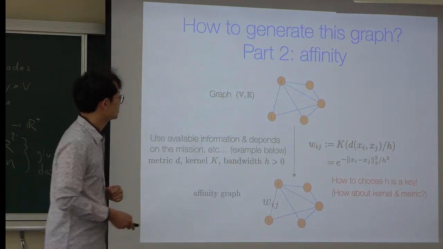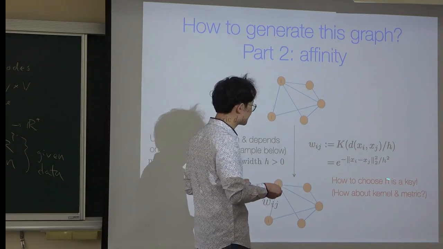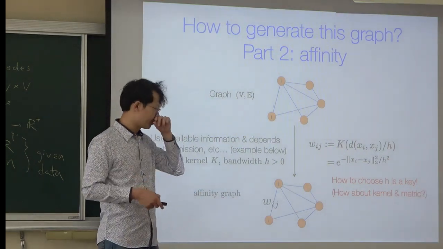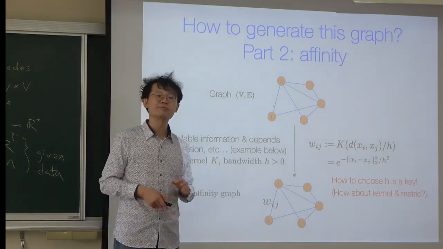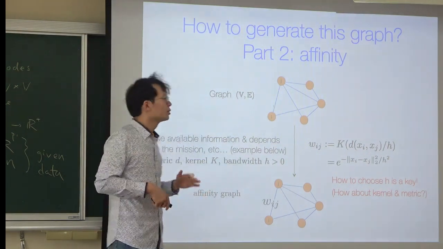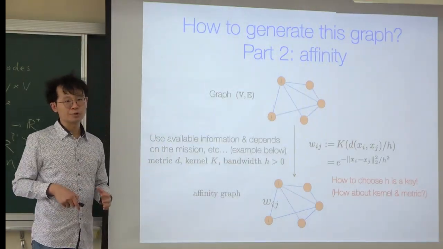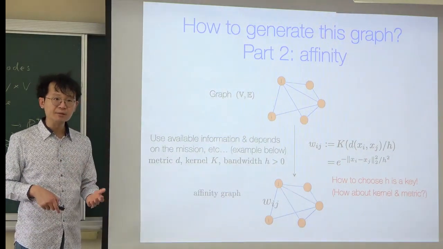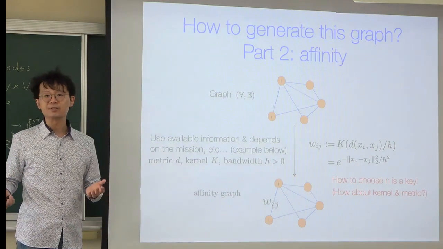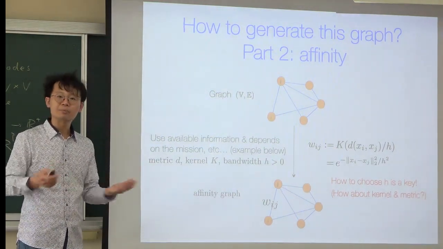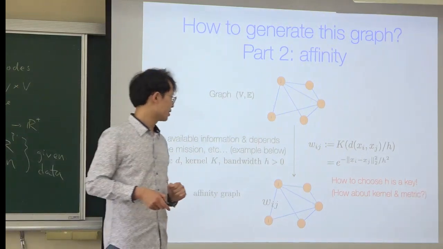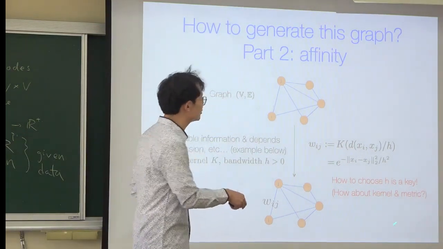And in general, how to choose h, the bandwidth, is very, very important. And later in the lecture, we will have a section specifically focusing on how to determine h. And in practice, usually what we do is we will choose maybe the 15th percentile or 25th percentile of all pairwise distances. And there is a reason why we prefer to choose this number, and we will talk about this in a bit.